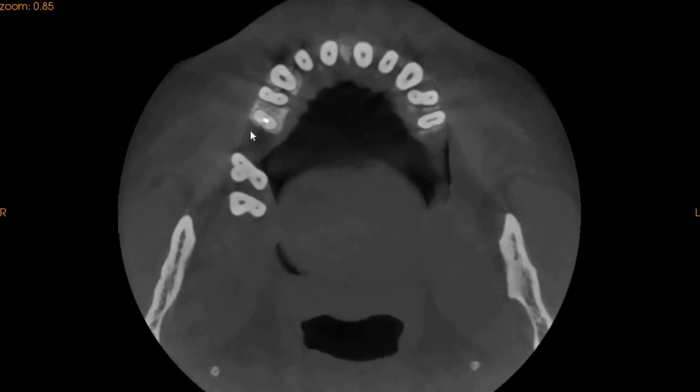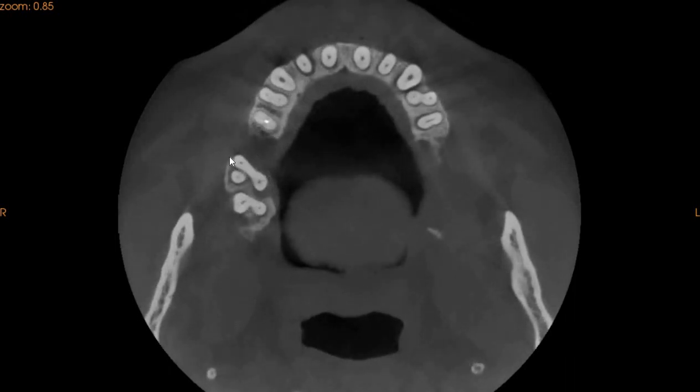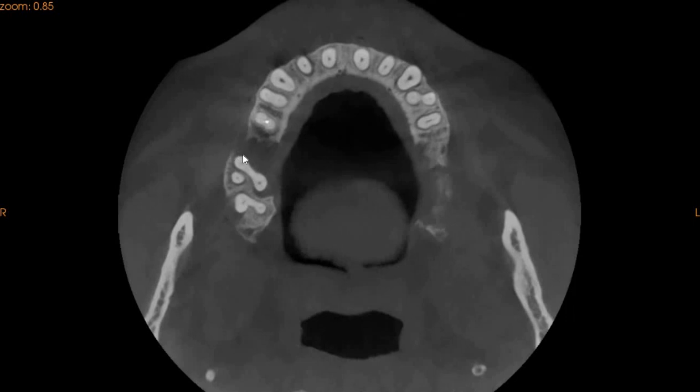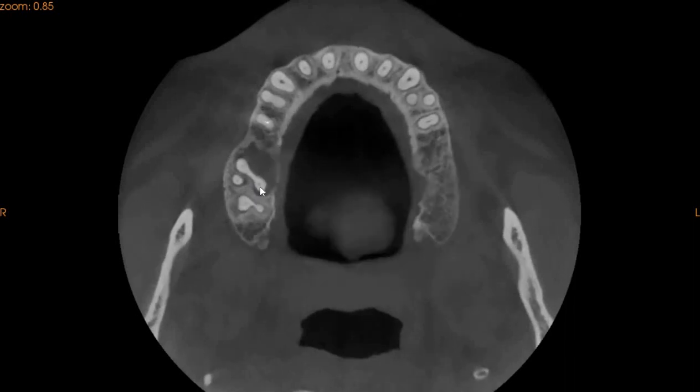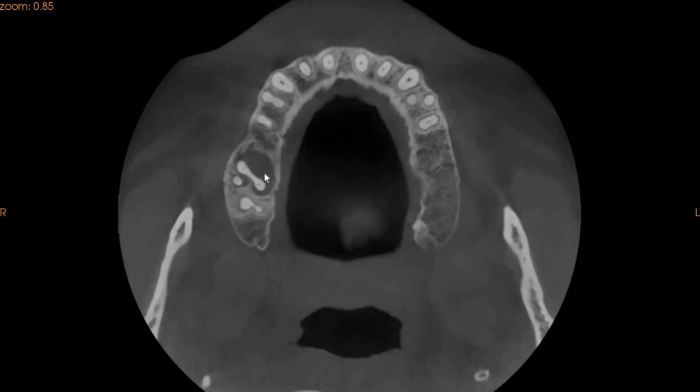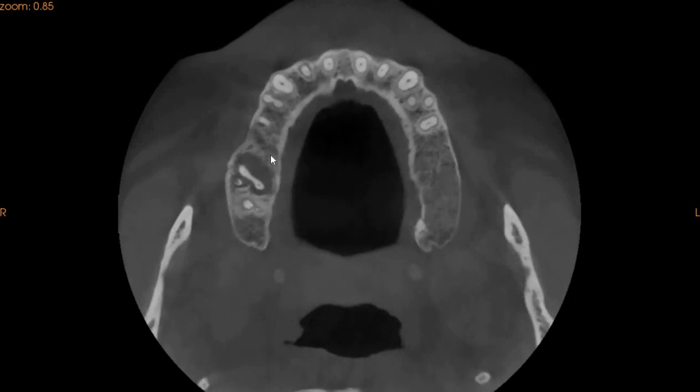As we are moving more apically here, we see that the upper right second molar has a huge bony defect from its mesial aspect, the area of the sixth, including the palatal root here as well. The distal root also has radiolucencies associated with it. As we move superiorly, we can see that there is an architectural form that is associated with the sixth.